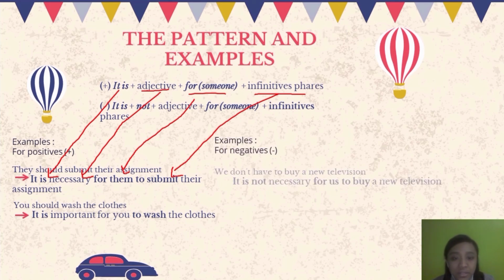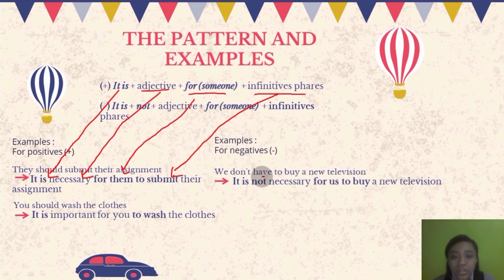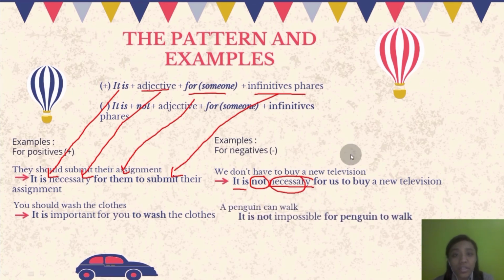And for the negative sentence we have: we don't have to buy a new television. It is not necessary for us to buy a new television. So we only add not between it is and necessary. Necessary refers to the adjective. Next, a penguin can walk. It is not impossible for a penguin to walk.